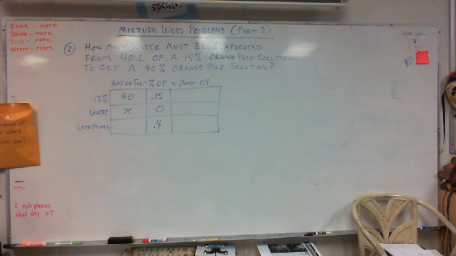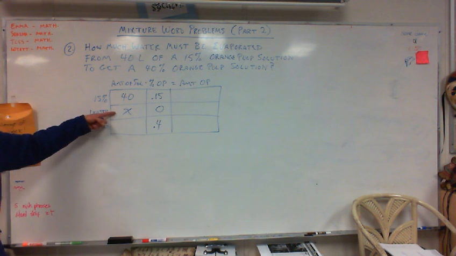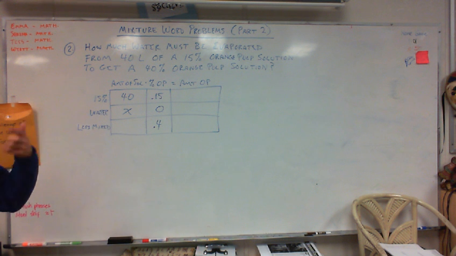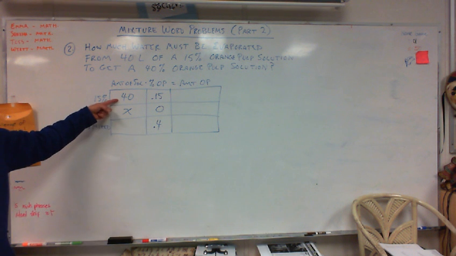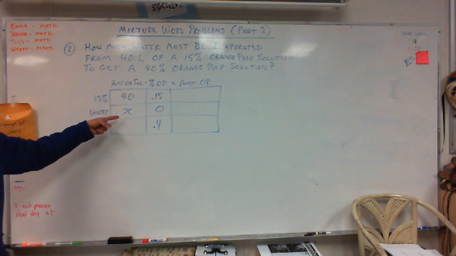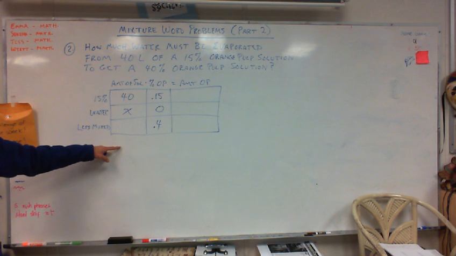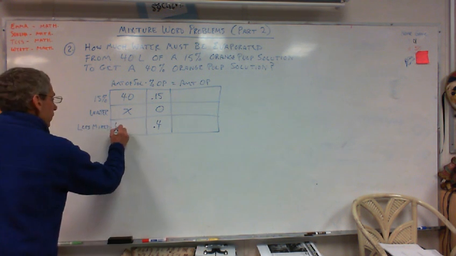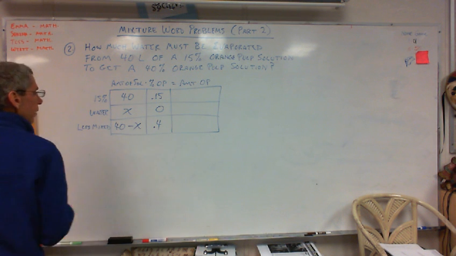40 minus X? Say it again. 40 minus X? Yeah, why minus X? Because you're taking it away. It's evaporating, right? Does that make sense? It's evaporating, so it's 40 minus the X. The water is what's evaporating, right? So it's the 15% solution minus the water. That's what would go here, right? Does that make sense? Yeah. 40 minus the water.